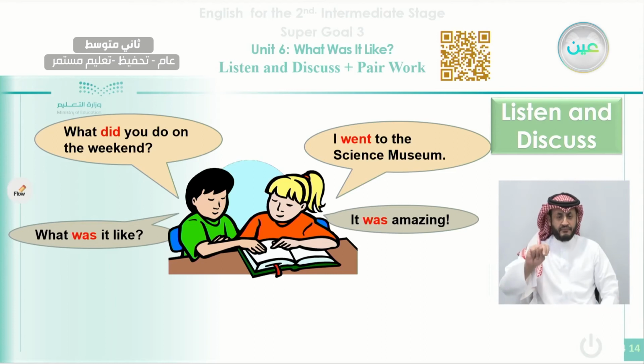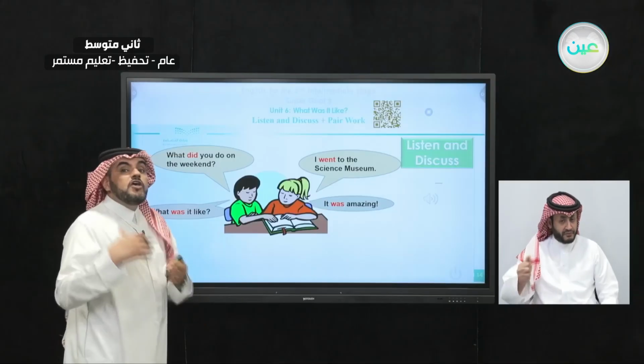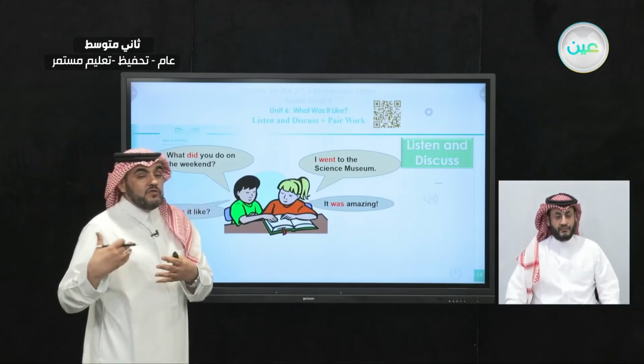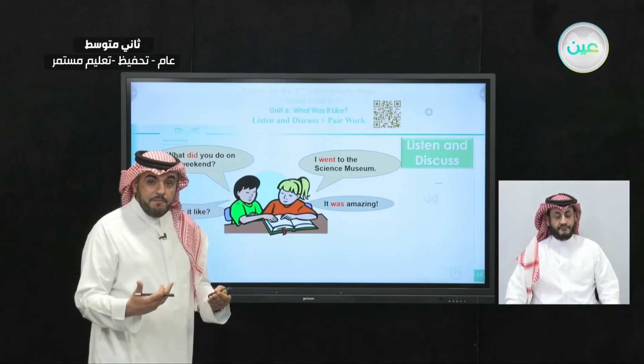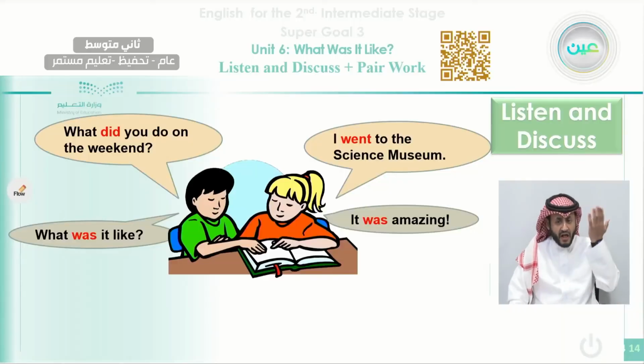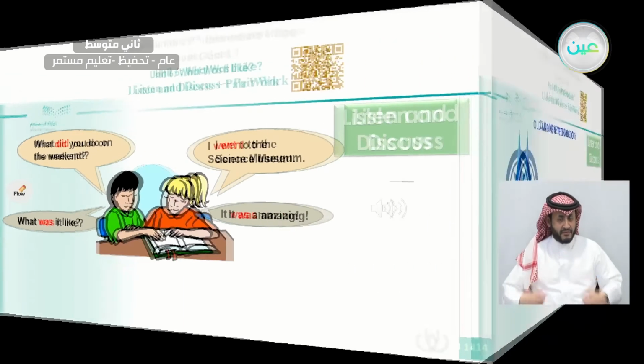And the other question here, what was it like? Okay, this is a very general question also. If you want to ask somebody about a thing, you want adjectives, or you want this person to describe what he or she has done, you can ask like this, what was it like? And here the answer should also be in the past. It was amazing. It was amazing because she or he was talking about last weekend.